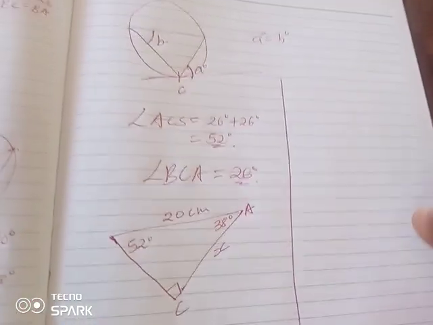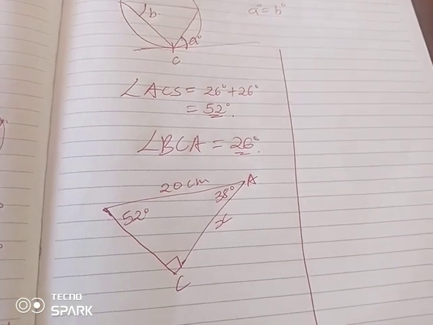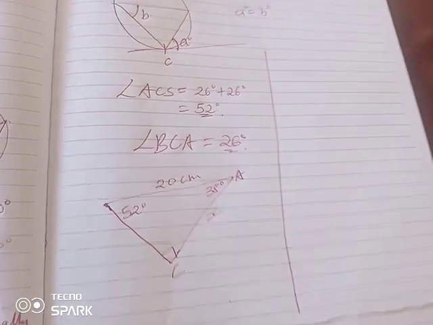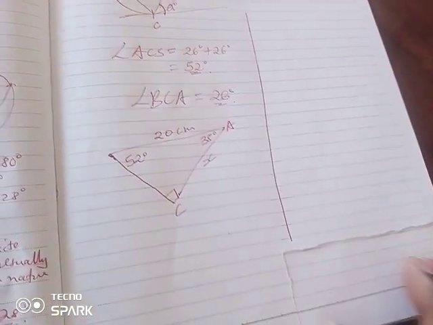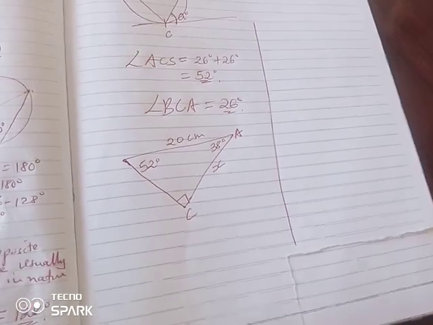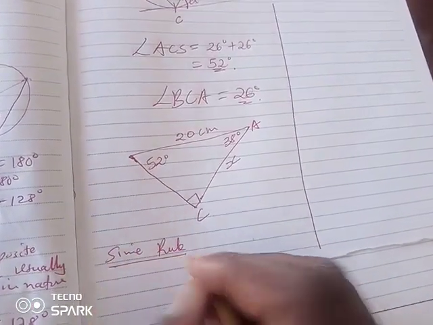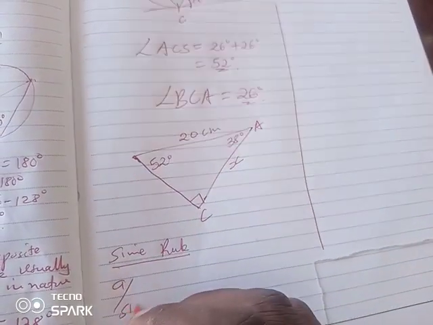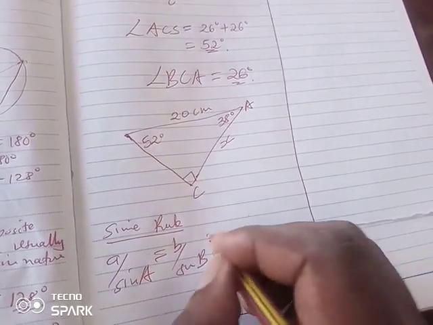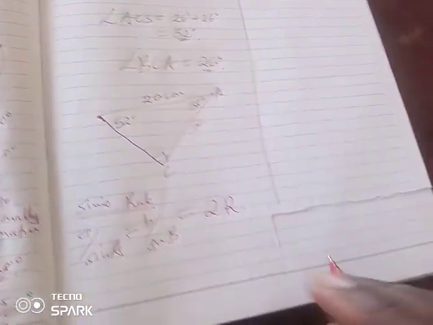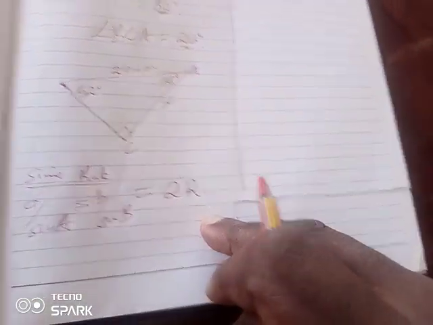So we can use any method, either SOHCAHTOA, or I can use sine rule. Because I know most of the students are familiar with SOHCAHTOA, let me use sine rule. So sine rule states that A over sine A should be equal to B over sine B, which is usually equal to 2R. That is 2 times the radius, or we call it now the diameter.